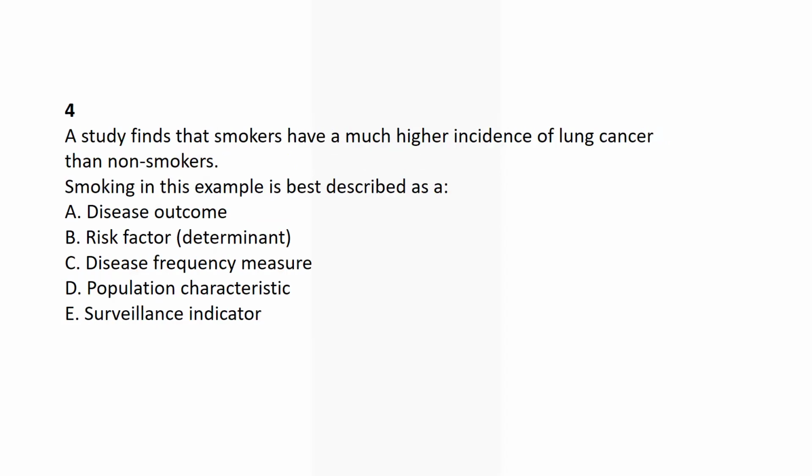Question number four. A study finds that smokers have a much higher incidence of lung cancer than non-smokers. Smoking in this example is best described as option A, disease outcome, B, risk factor or determinant, C, disease frequency measure, D, population characteristic, and E, surveillance indicator. Risk factor. Yes, B is the right answer.